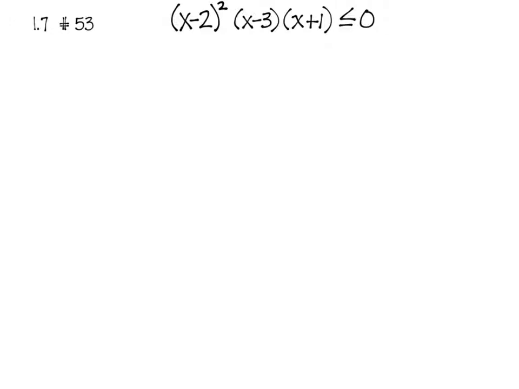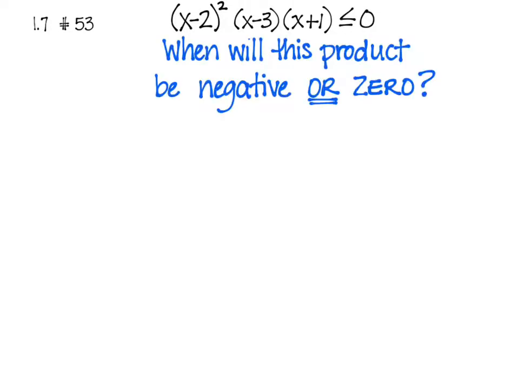This is Pre-Calculus Chapter 1, Section 7, problem number 53. In this problem, what this is stating is when will this product of these factors be less than or equal to 0, meaning when will the product be negative or equal to 0?